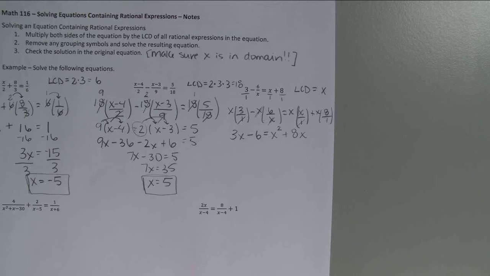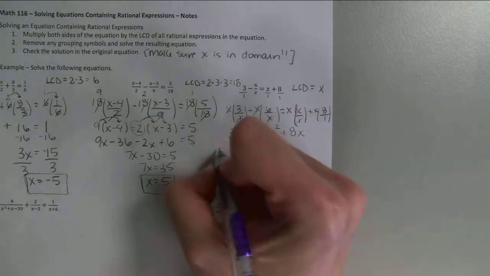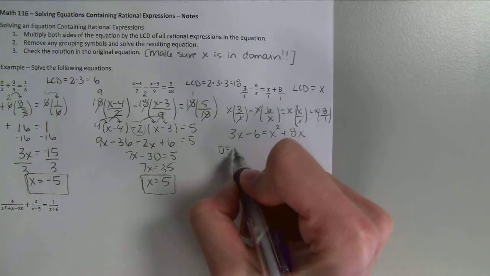Get everything to one side equal to 0, and use the AC method, okay? I like to keep my x squared positive, so I'm going to move everything to the right. So I'm going to have 0 equals x squared.